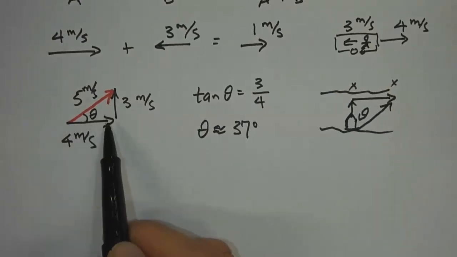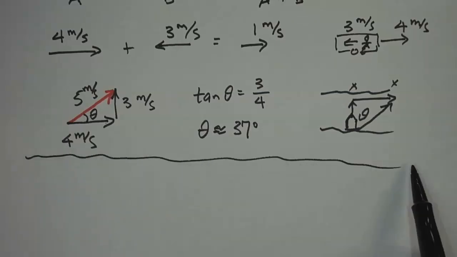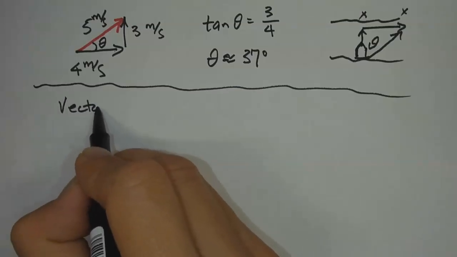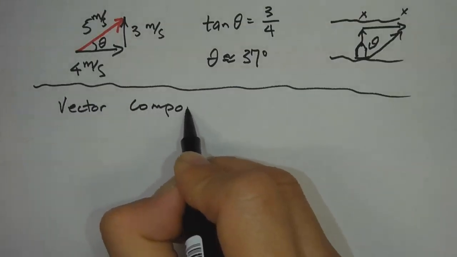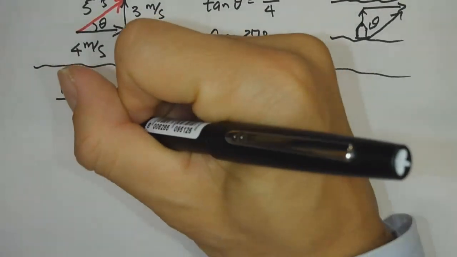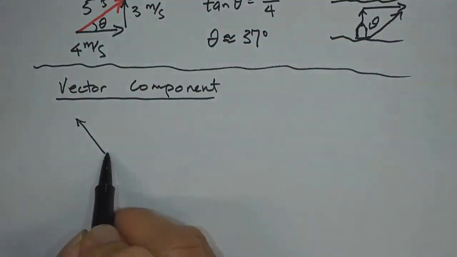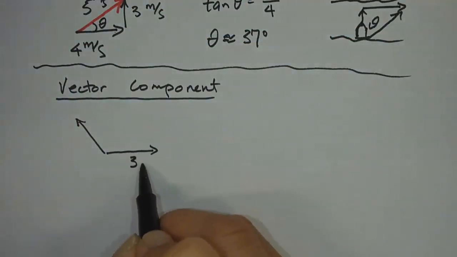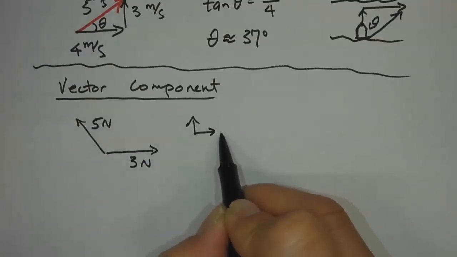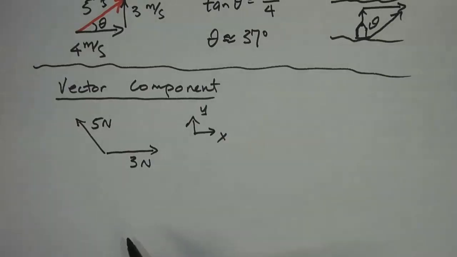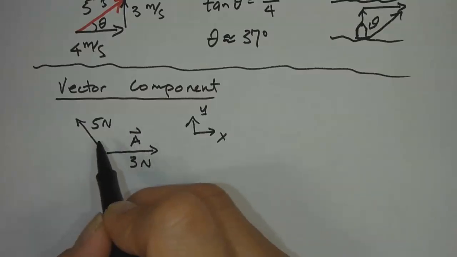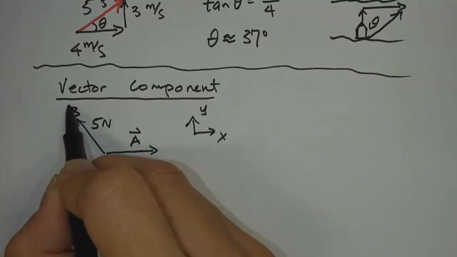Besides the tip to tail method, another way to add vectors is the vector component method. Let's say we have a vector going this way and a vector going this way, and these are force vectors, 3 newtons and 5 newtons. Let's say my positive x is this direction, positive y is that direction. This is vector A, and this is vector B.